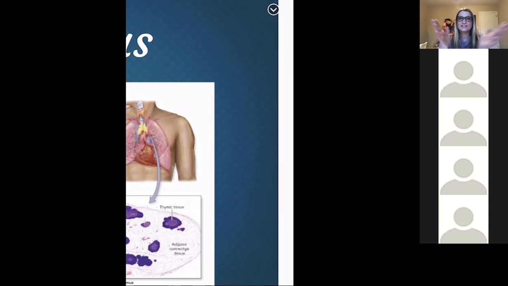So let's look at those secondary structures. We said primary lymphatic structures, their function is formation and maturation of lymphocytes. Secondary lymphatic structures are going to house these lymphocytes. That's where most lymphocytes like to hang out.